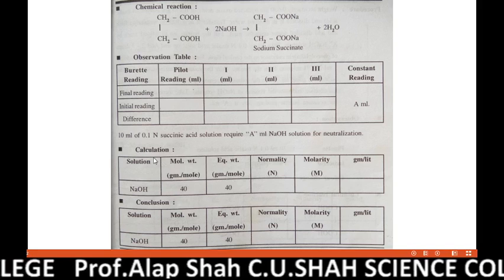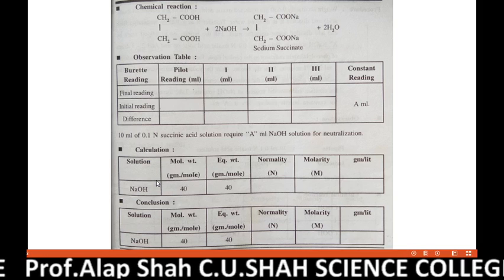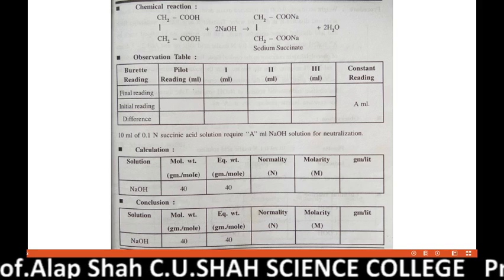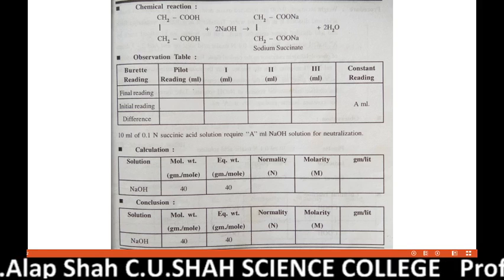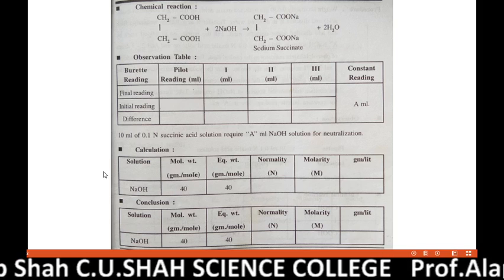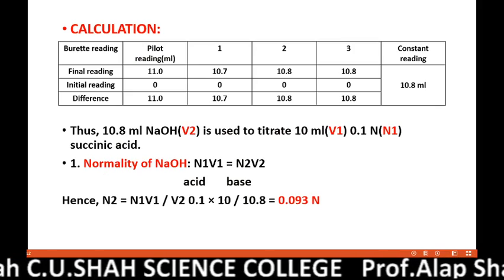And calculation, we are always calculating normality, gram per liter, and molarity of the solution which is unknown, because succinic acid is known in this case. So here we will calculate for the NaOH. Now let me show you how to calculate. So it is the same table.